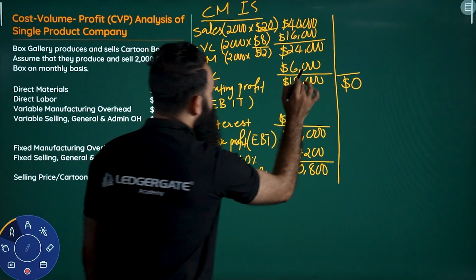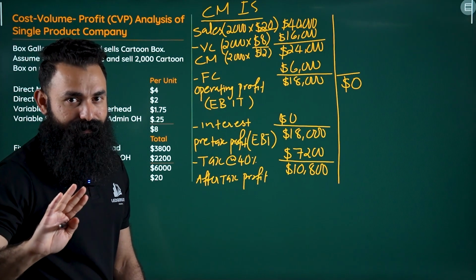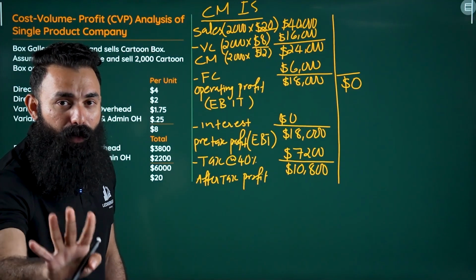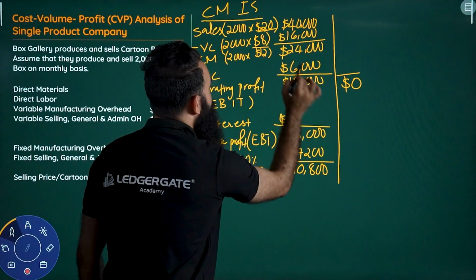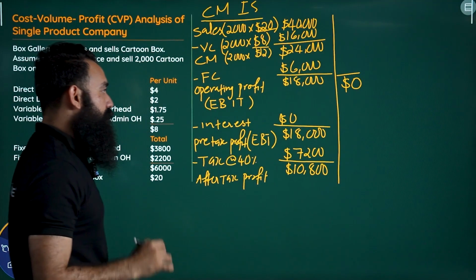And what about the fixed cost? Fixed cost total never gonna change. I'm not talking about per unit. So total. So variable cost per unit never gonna change and total fixed cost never gonna change.